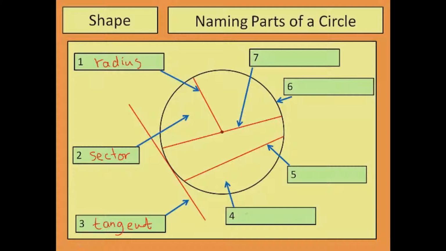Part number 4 was a segment. It's the area that's bounded by part number 5, which is a chord, a line that goes across the circle from one side to the other but not through the center. Part 6, the outside of the circle, we call the circumference. And part number 7, the last one, right the way across the circle and through the middle, is called a diameter.